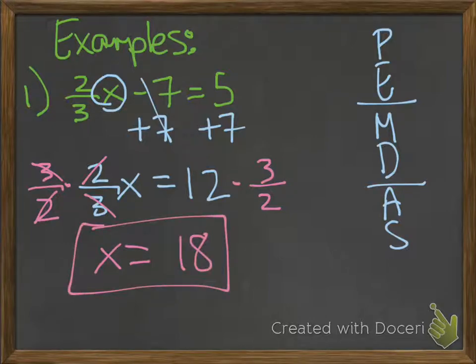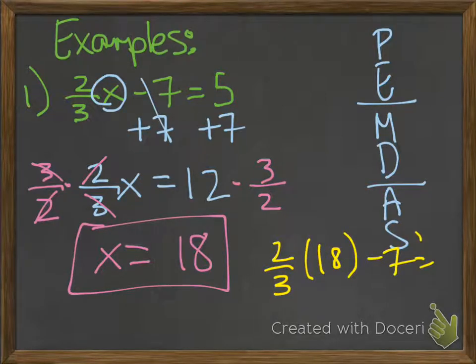If we were to take this 18 and substitute it back up into my original equation, you'll see that 2/3 times 18 minus 7 should equal 5. 2/3 times 18 is going to be 12. 12 minus 7 equals 5. And we see that that is in fact true.